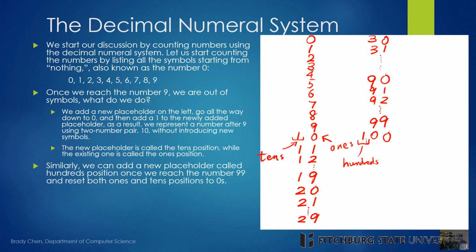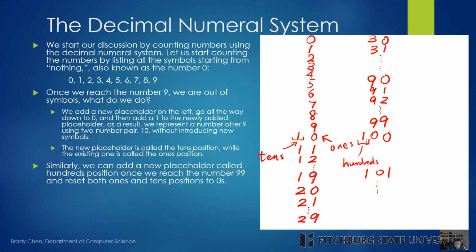So we can continue to count, right? So the number after 100 is 101. So we're going to increase the one's position first, and until we are running out of symbols in one's position, then we add a 1 on the next position and reset the one's position. So we can continue to do that. So that's the decimal numeral system.